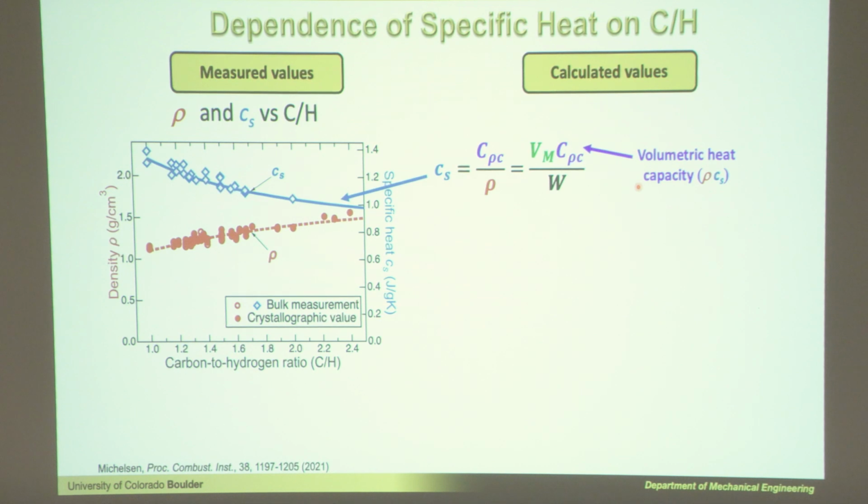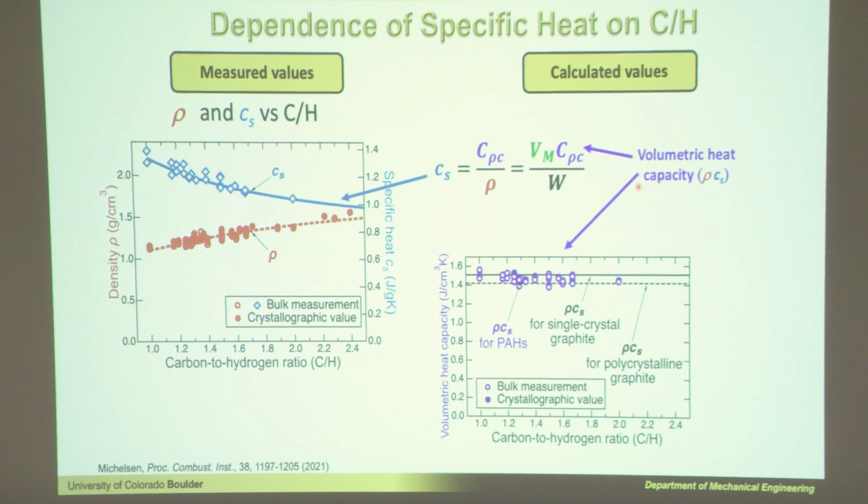Well, it turns out, five minutes from now when this comes up, that volumetric heat capacity is constant. So we can just use a constant and put that into the equation, and now we have the specific heat for these species as a function of carbon to hydrogen ratio. Okay, so now you can start thinking, oh my gosh, how would I use that?